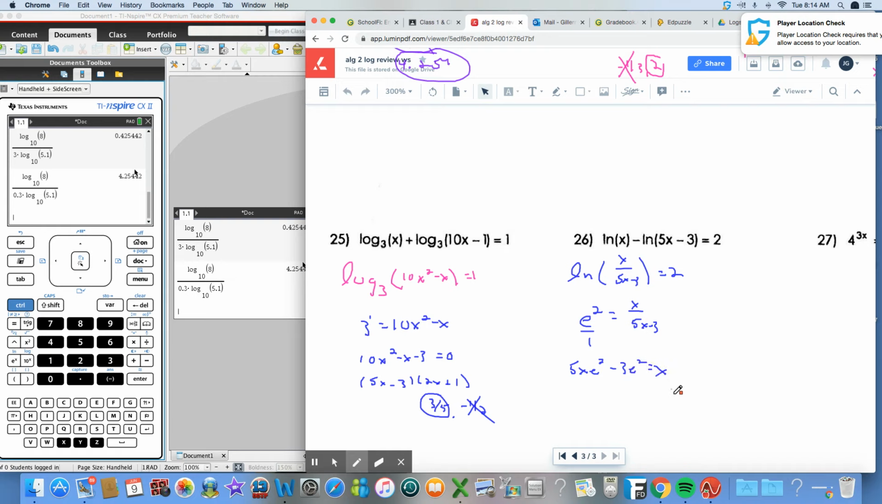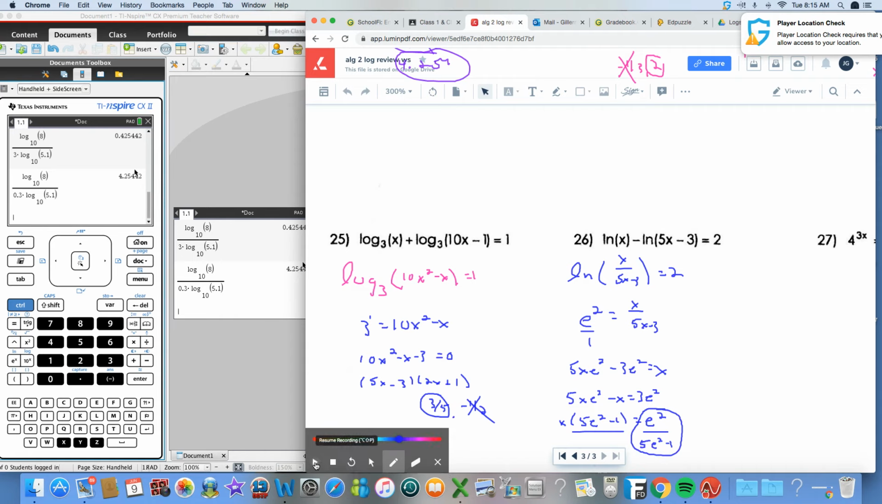All right, so to solve for x, we need to get all the x's on one side. So 5x e squared minus x equals positive 3e squared. Take out an x, which would be 5e squared minus 1 equals 3e squared. And we're going to divide by all of that. So x equals 3e squared divided by 5e squared minus 1. And there's your answer.